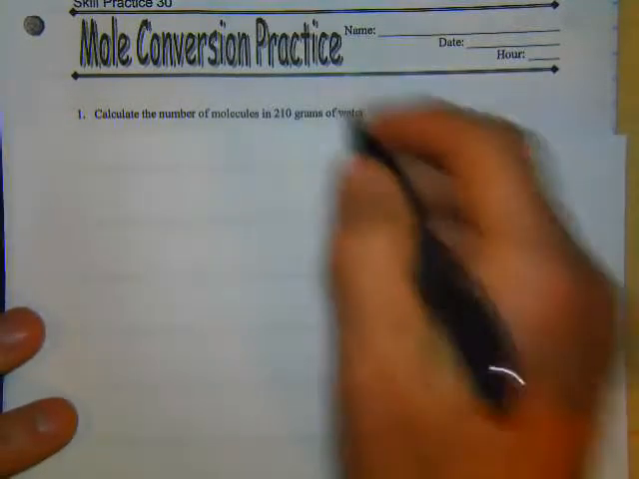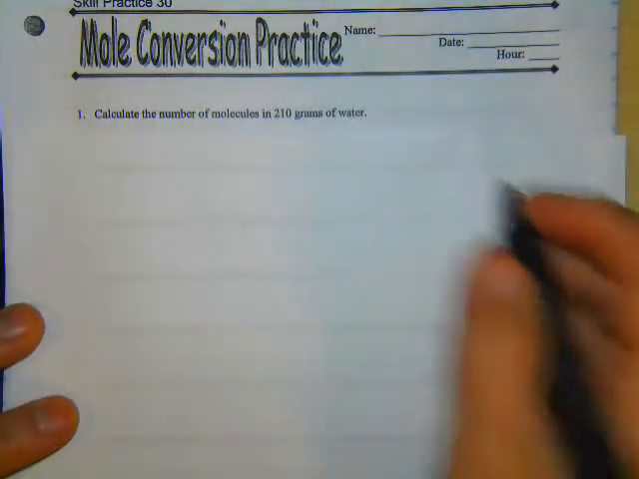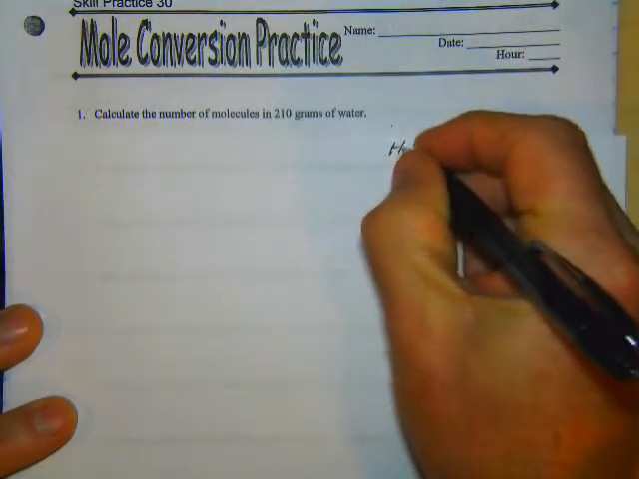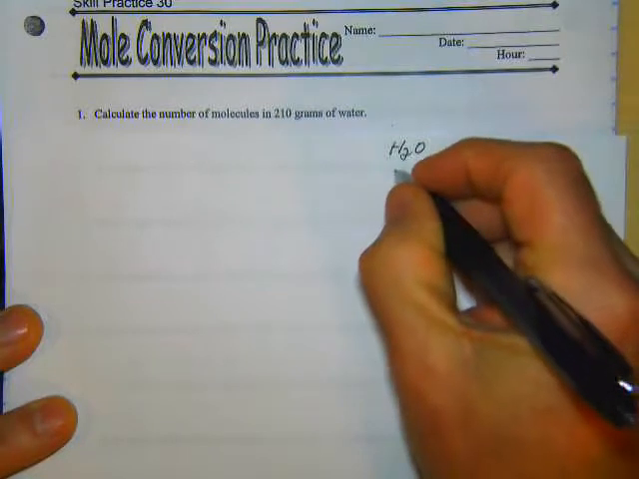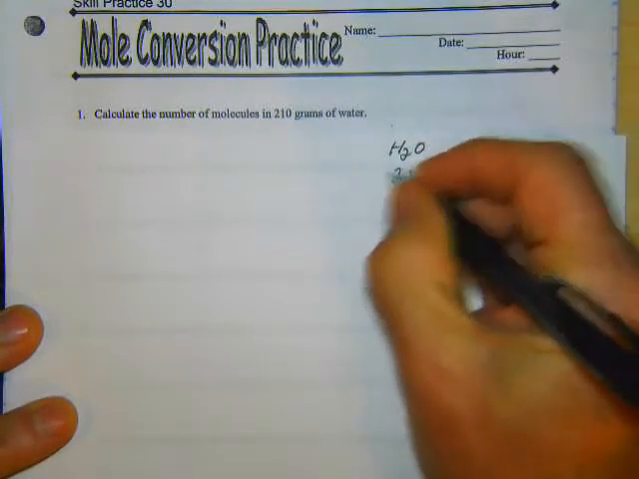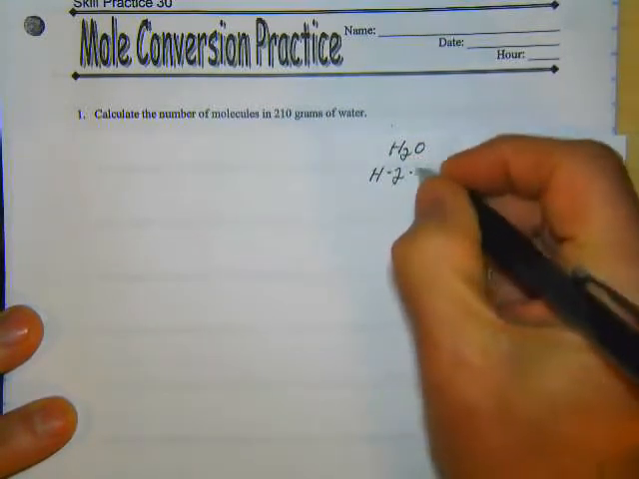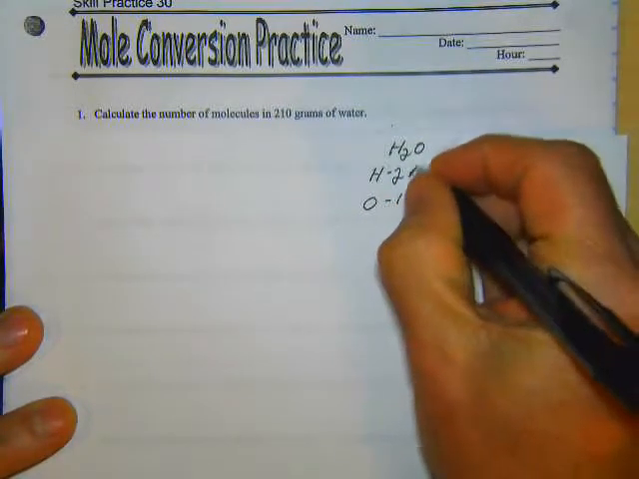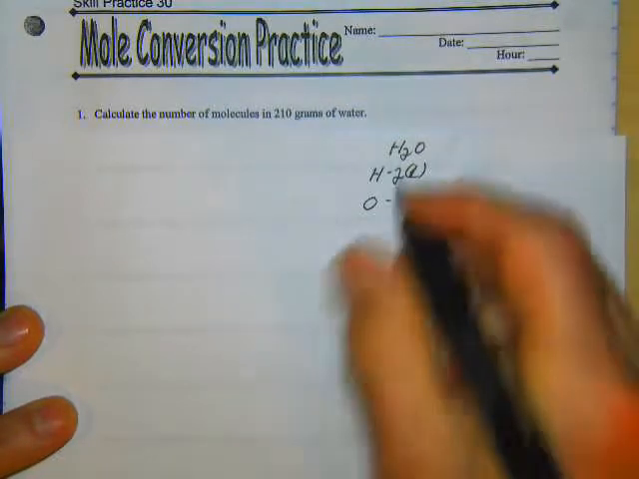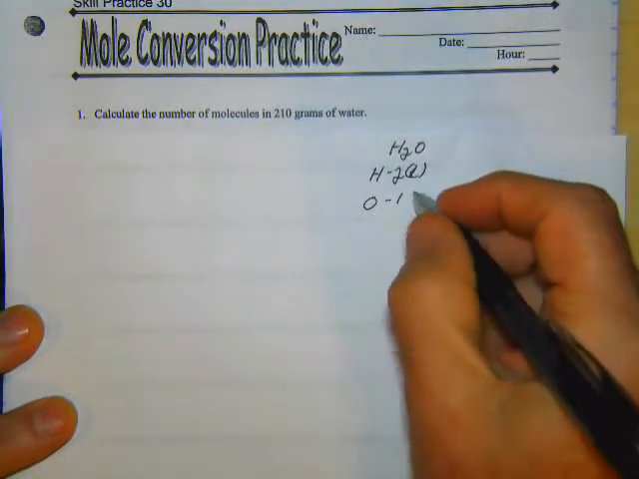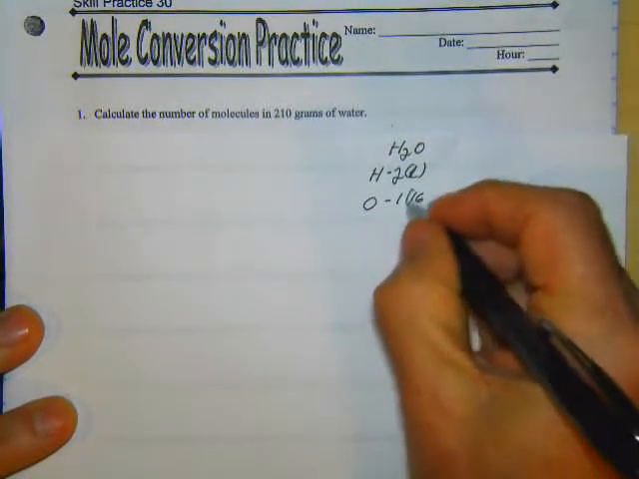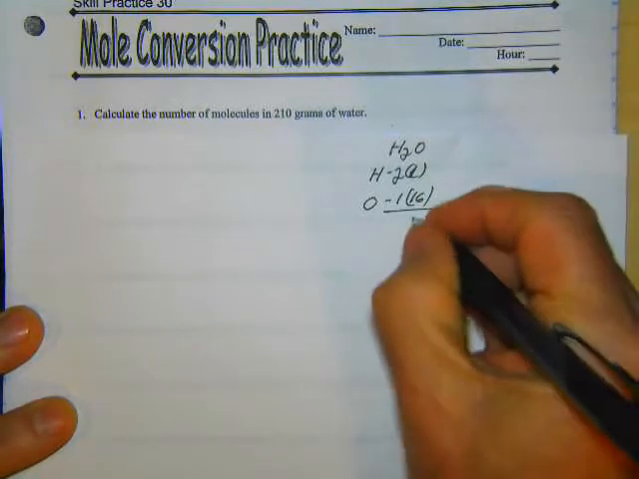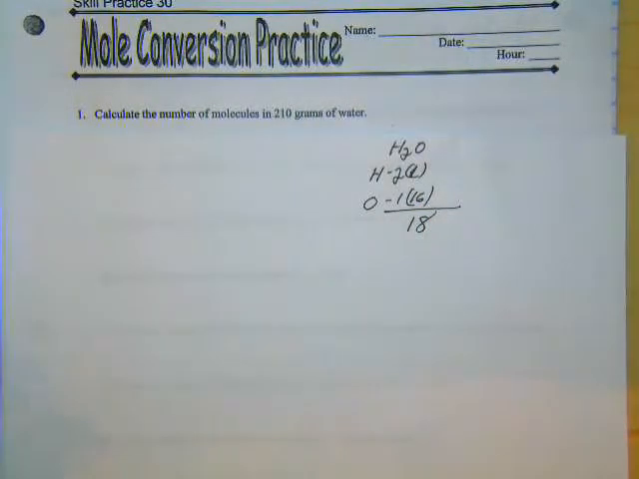As we mentioned in class, whenever you have grams of something, you got to convert that to moles. So we need to find the molecular mass of water. We know water is H2O, and so we have two hydrogens, and for oxygen, we've got one. And we know hydrogen has an atomic mass of 1, and oxygen has an atomic mass of 16. So the atomic mass for water is 18 grams per mole.